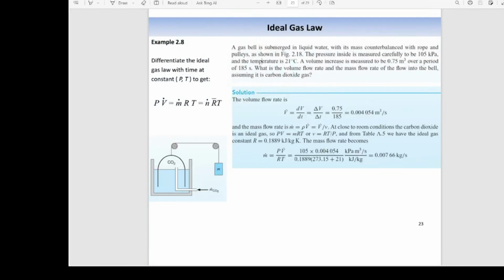For example 2.8, which is another application of the ideal gas law, we have a gas bell submerged in liquid water, counterbalanced by a rope and pulleys. It has a constant pressure and constant temperature, and we have a volume increase over some period of time, and we're looking for the volume flow rate and mass flow rate of flow into the bell, assuming it's carbon dioxide.